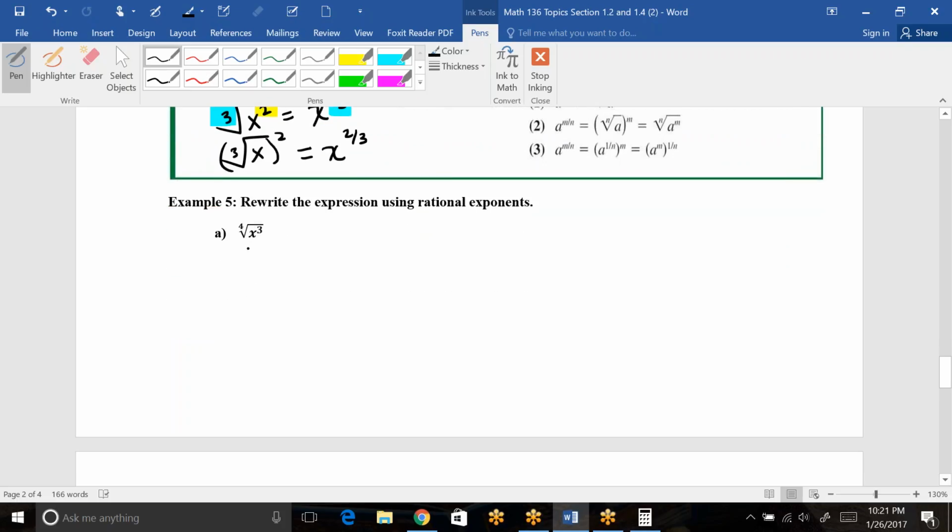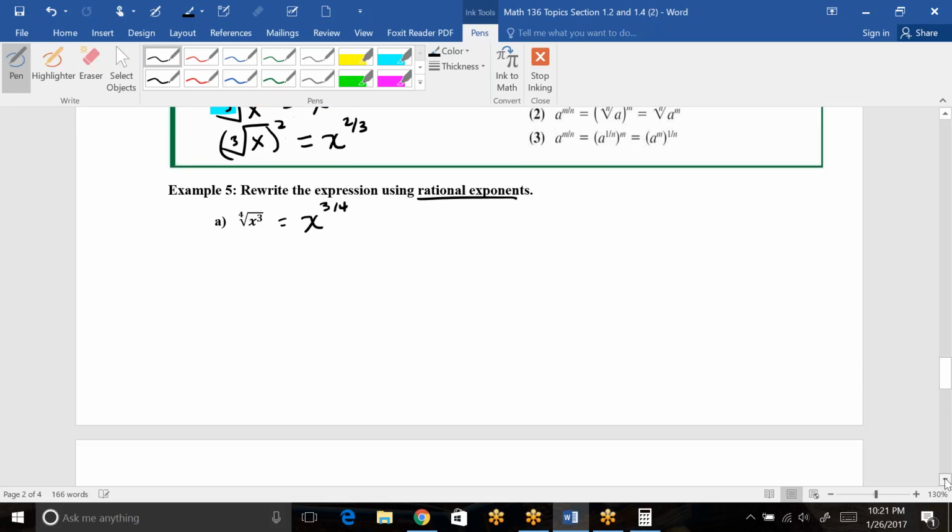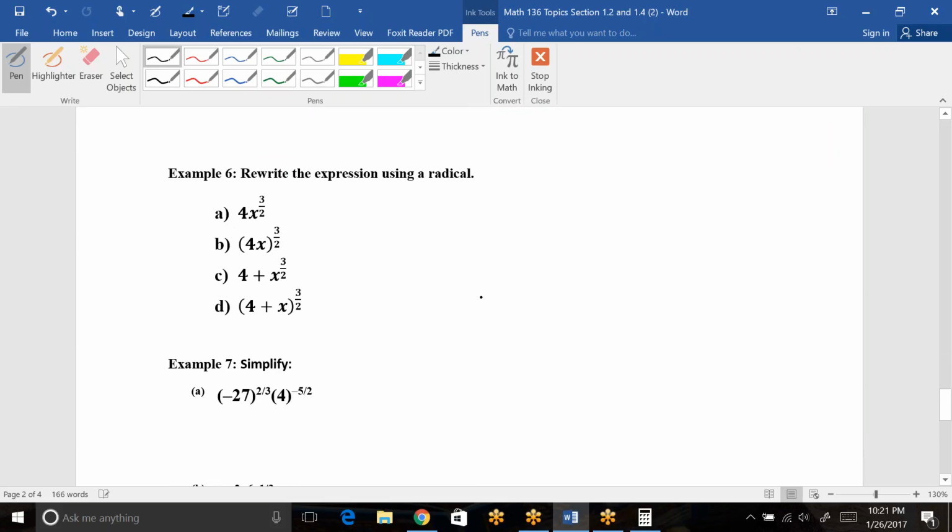Okay, so let's just practice a couple of these. For this, we want to convert this to the exponent from the radical. So this would be x to the 3/4, and that's it. You've converted the format.